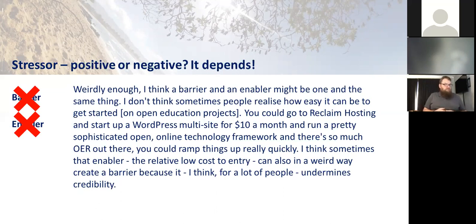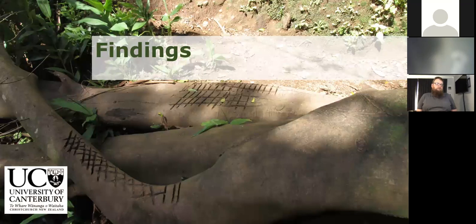I think sometimes that enabler, the relative low cost to entry, can also in a weird way create a barrier because, I think for a lot of people, it undermines credibility." So we've got the low cost in opposition with a possibility of undermining credibility. These are two sides of the same coin. So whenever you come across barriers and enablers to OER engagement in the research, please examine them and think about how, if it's identified as a barrier, it can also possibly be an enabler. Now, I'll quickly go through my findings.